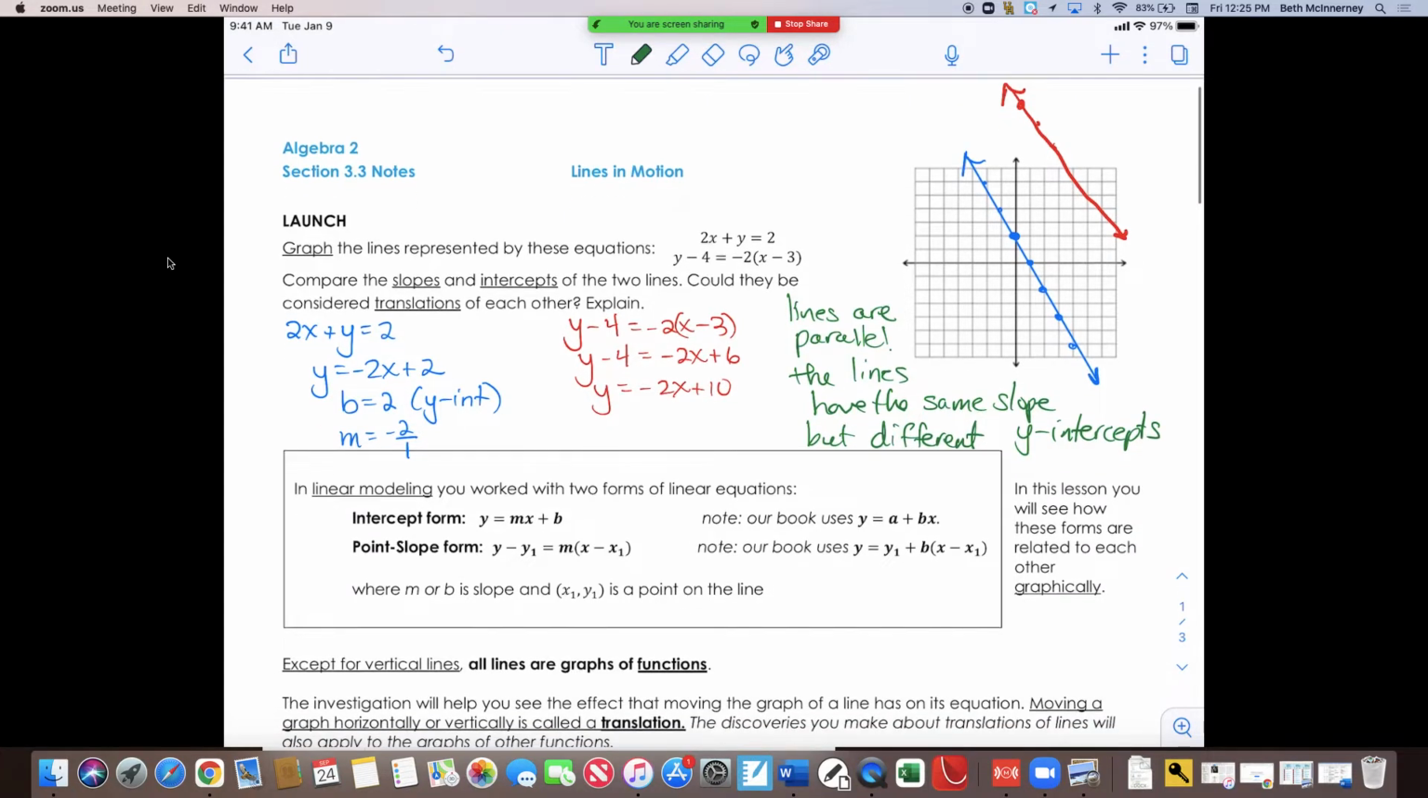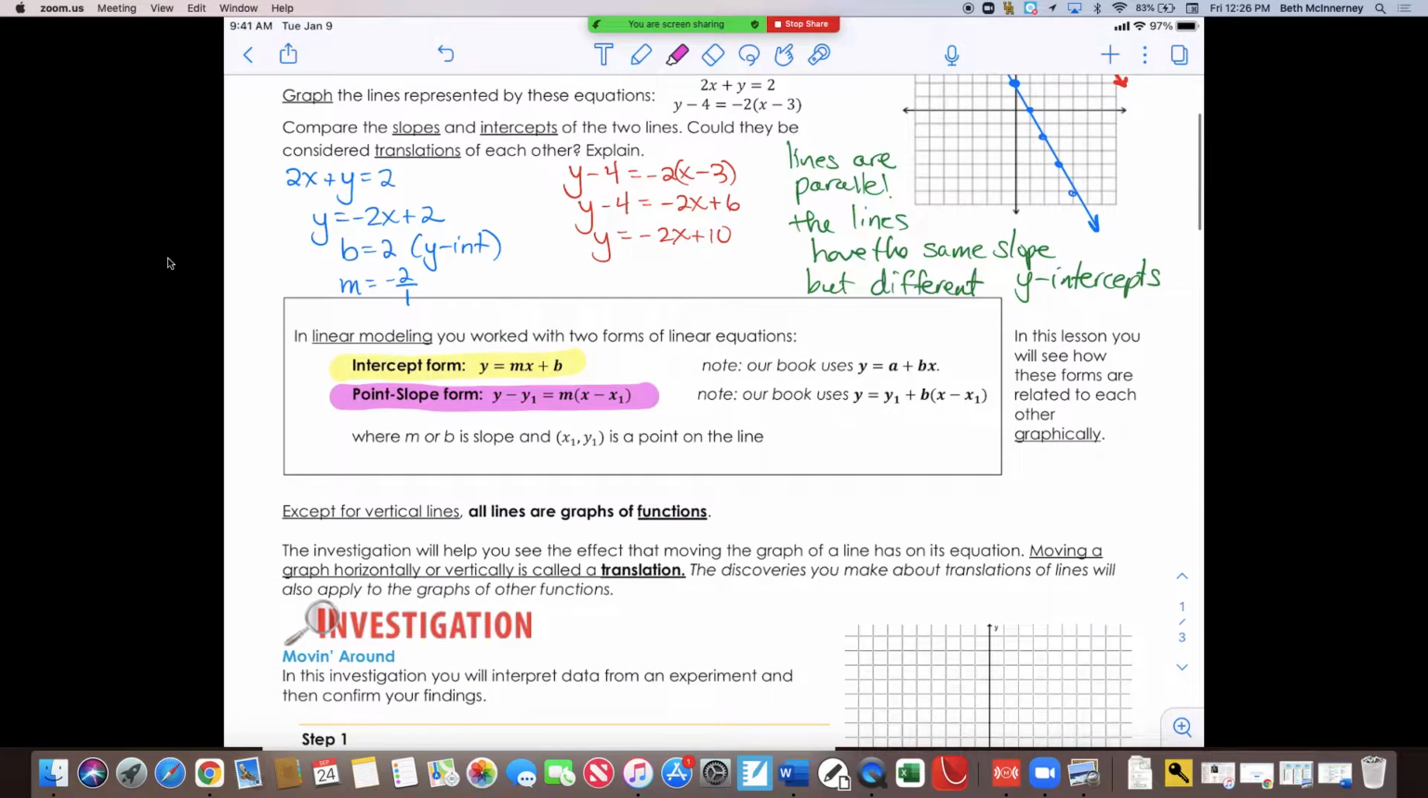All right, in linear modeling, back in Algebra 1, you looked at slope-intercept form, y equals mx plus b, and point slope. So let's use a highlighter. These are two really, really important formulas that you're supposed to remember. y minus y1 equals m times the quantity x minus x1. Except for vertical lines, all lines are graphs of functions.